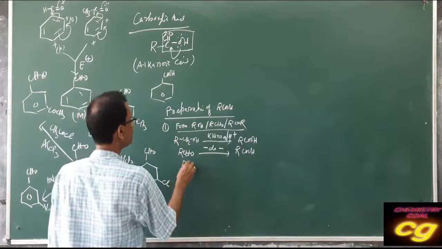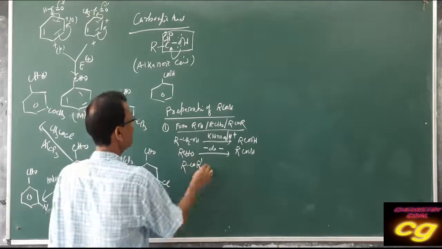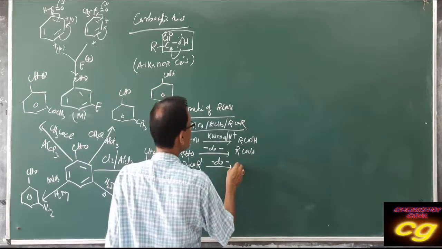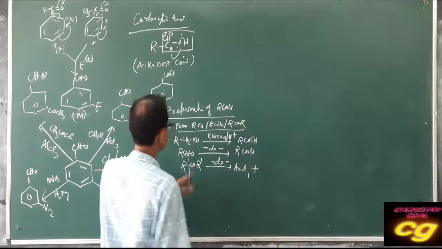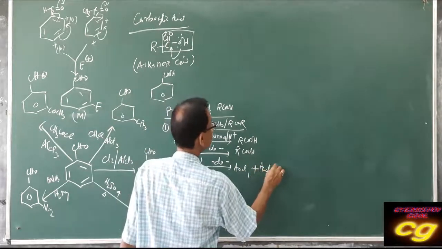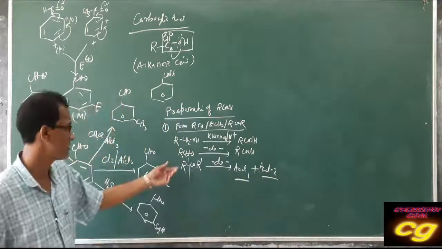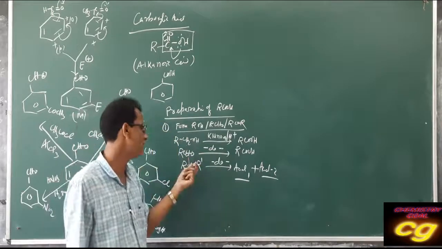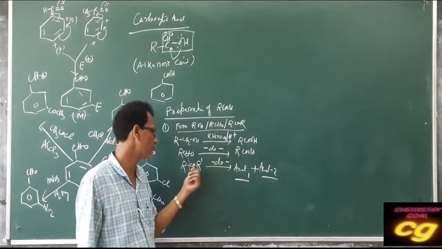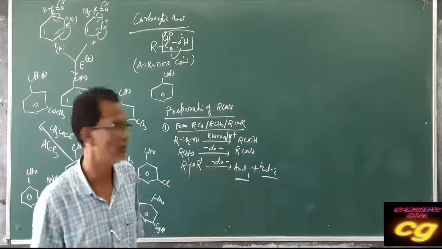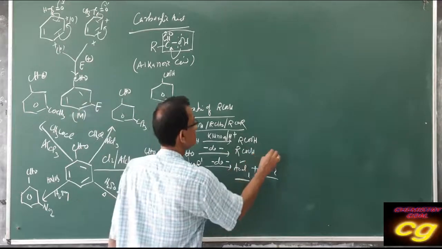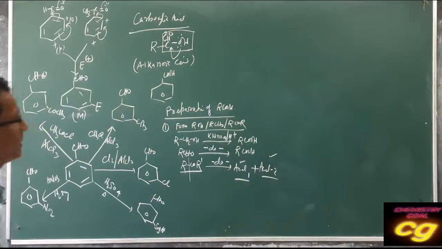If you take ketone, the result will be, if you break at this position, one acid, acid 1, plus the remaining part will be acid 2. Acid 1 and acid 2 will form. One lower member acid is always produced, that is acetic acid. Acetic acid is always the first product of ketones, and the remaining acid is derived from the number of carbon atoms. So ketone undergoes oxidation to produce two acids, acid 1 and acid 2. This is regarding the preparation of carboxylic acid from alcohol.